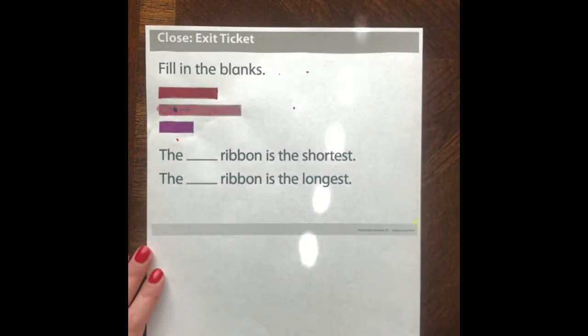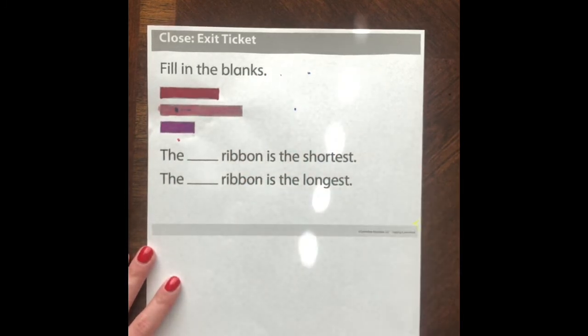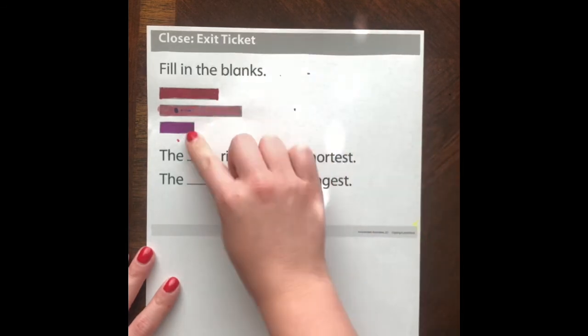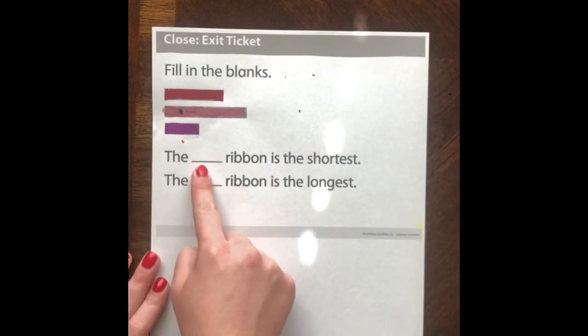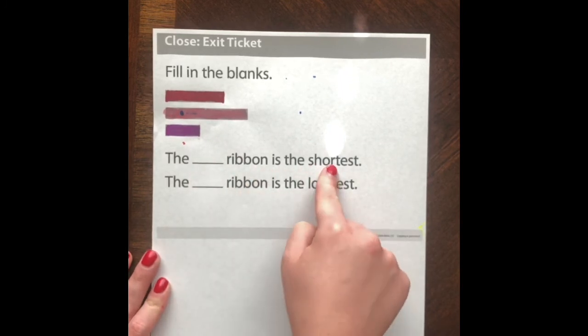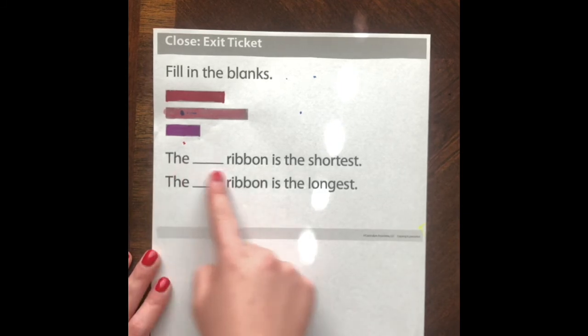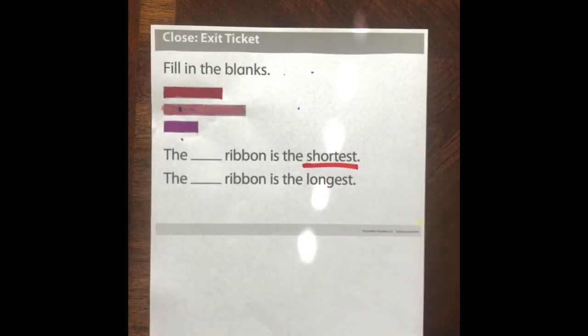And finally, for our exit ticket, fill in the blanks. So here I have a red ribbon, a pink ribbon, and a purple ribbon. The blank ribbon is the shortest. The blank ribbon is the longest. So first we need to find out which one is the shortest?